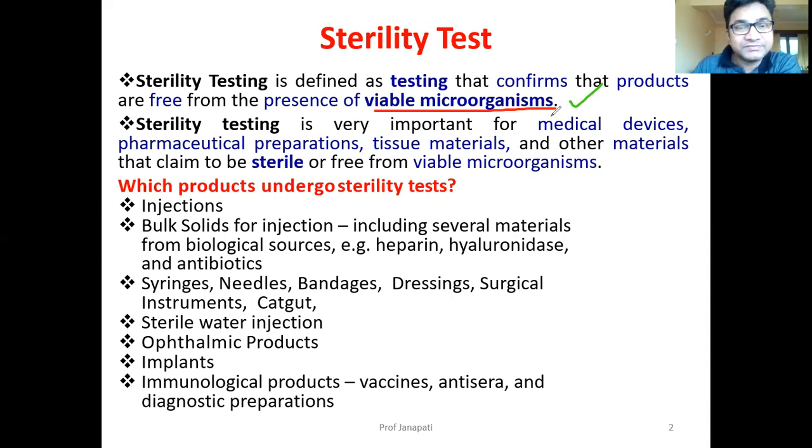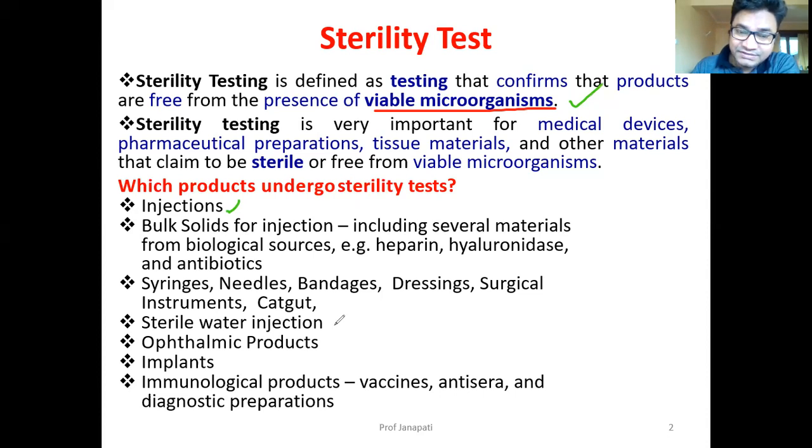products wherever they specify sterility. So you will get injections, bulk solids for injection. Suppose, for example, drugs may be given in solid, then you have to reconstitute and take via injections. Such included several materials for biological sources like heparin, hyaluronidase, antibiotics, all they need to undergo. Even the syringes, needles, bandages, dressings, surgical instruments, catgut.